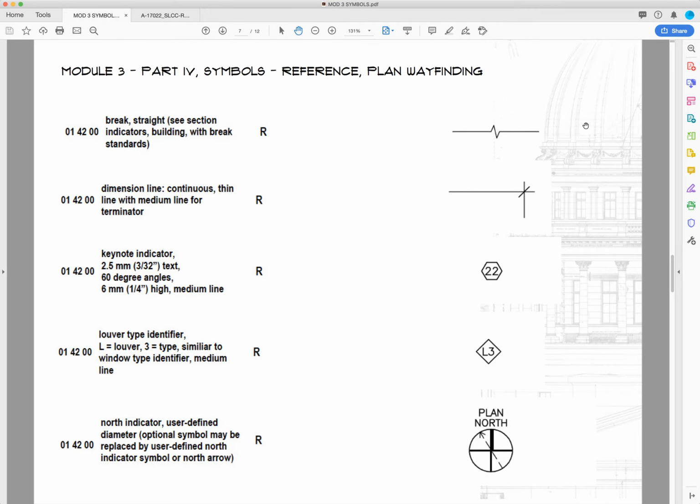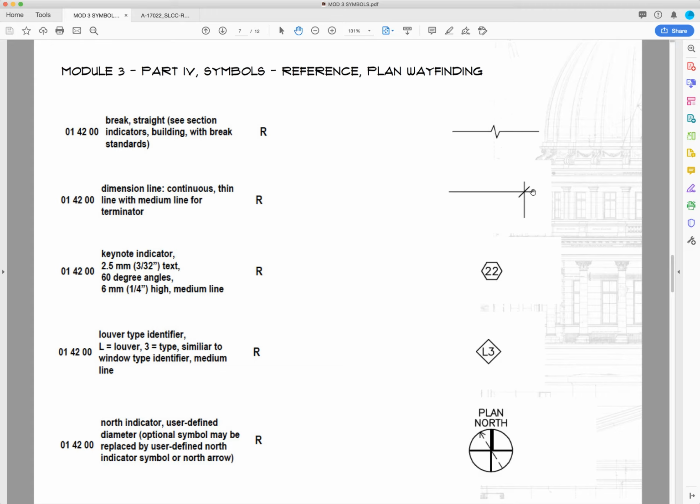Moving down, we have got more references. So for our wayfinding, there are these indicators right here, and they're called a break line symbol. If there's anything in a plan where you need to just stop that plan and not show the whole thing, you'll include a break line. That could be in a section, it could be in a plan, but this is called a break line symbol.